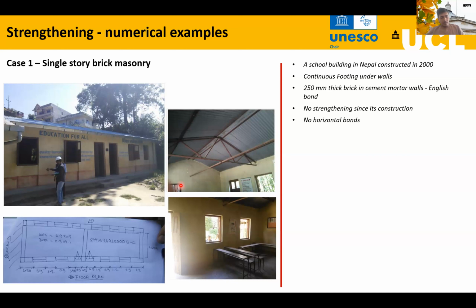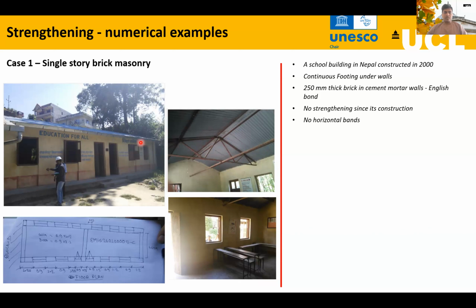Now we have seen some of the most commonly used techniques to strengthen walls, cross wall connections, and the global building. Now we will see two examples supported by numerical analysis, and we will see, in terms of vulnerability and fragility functions, how we can improve the seismic behavior by strengthening. So the first case is a single-storied school building. This is a brick masonry building from Nepal.